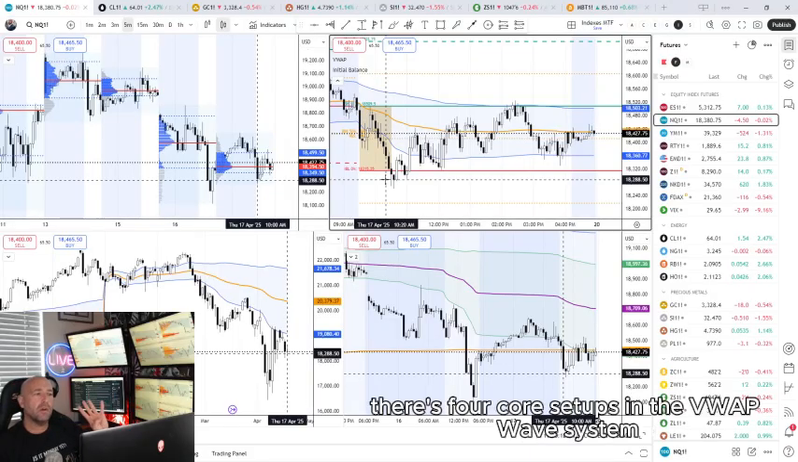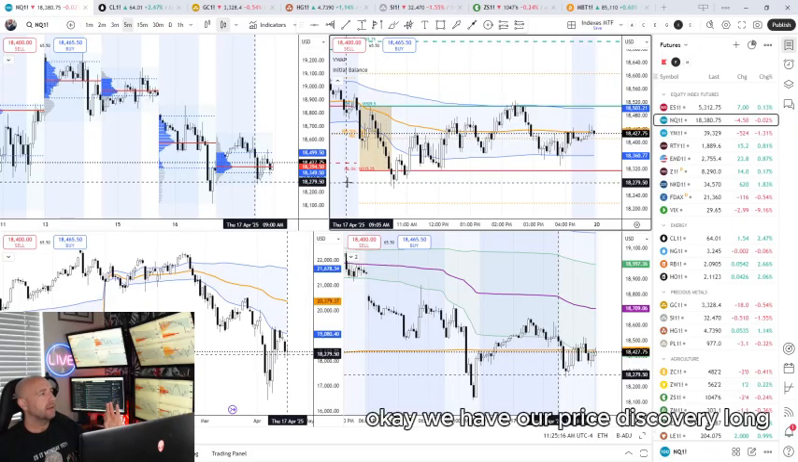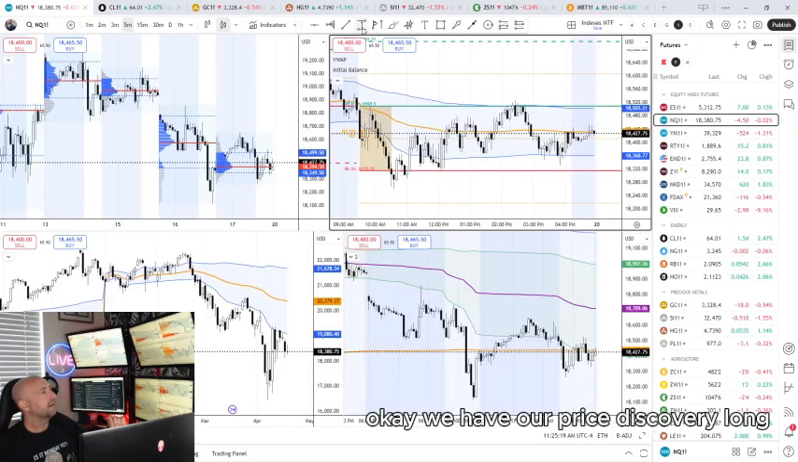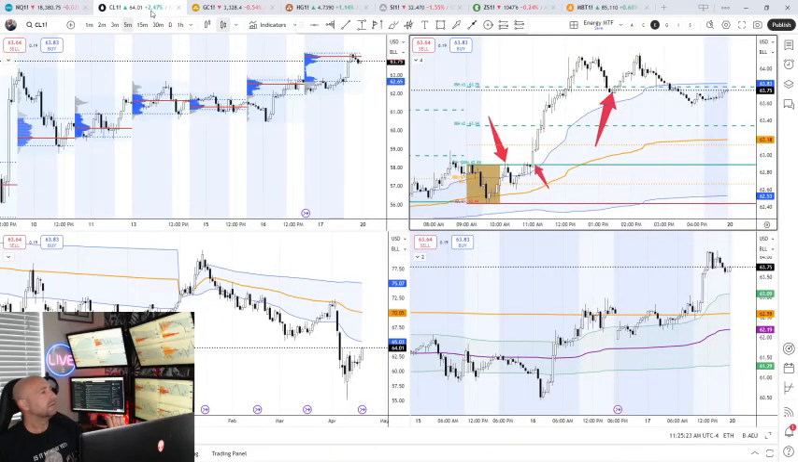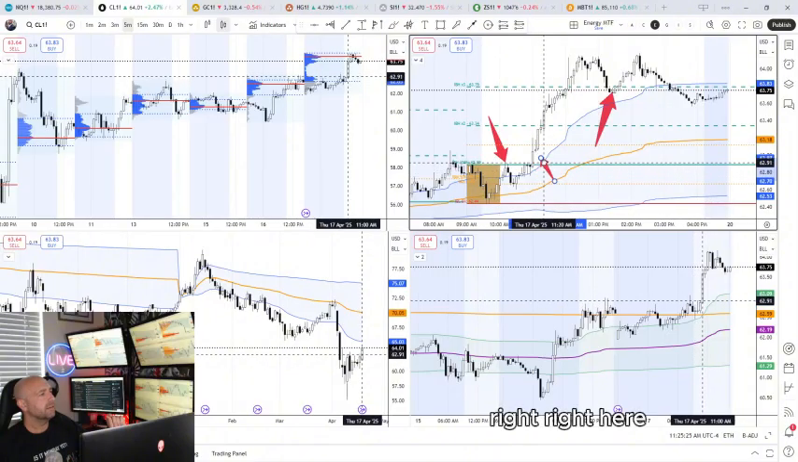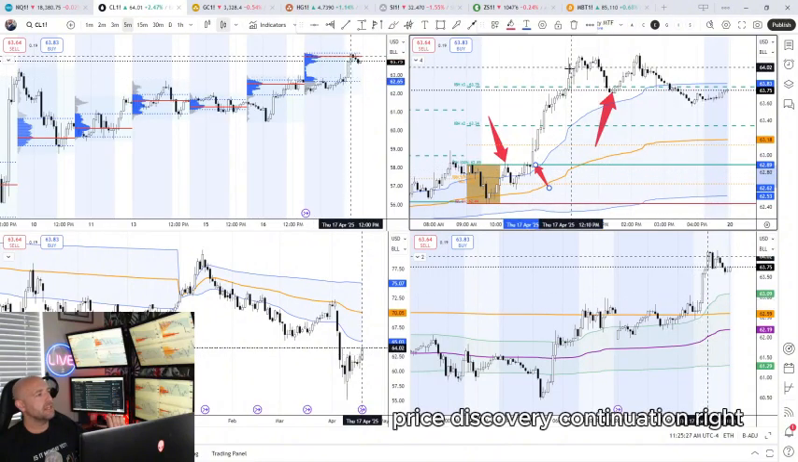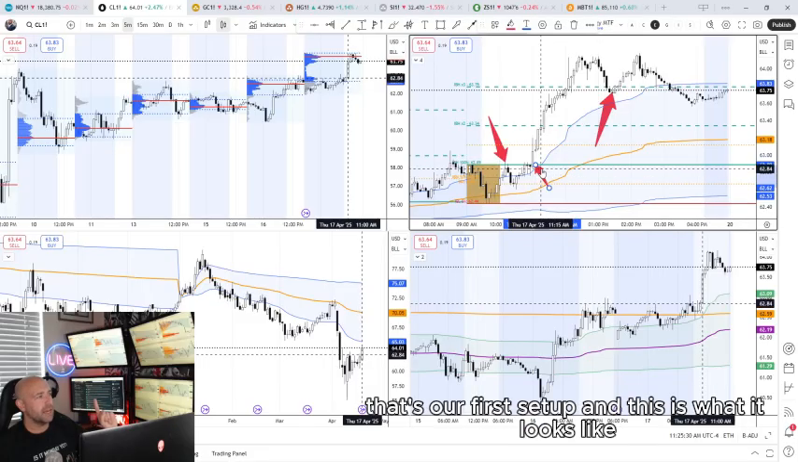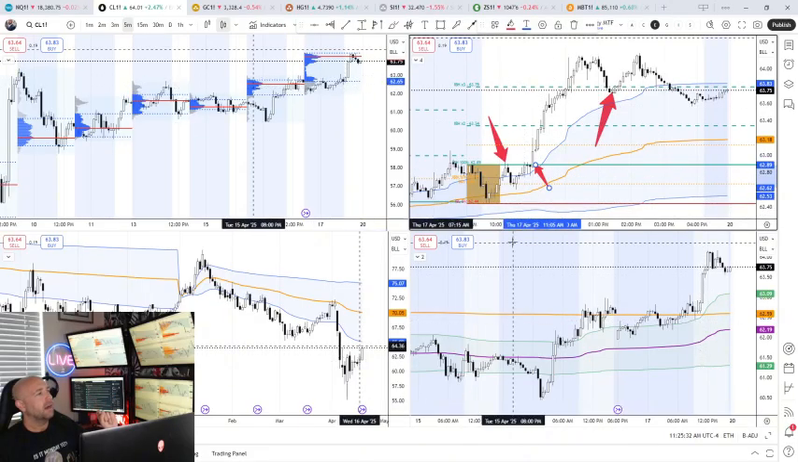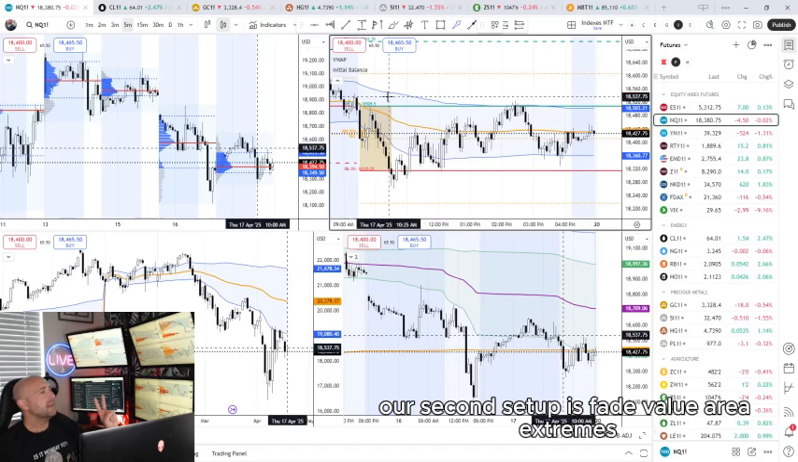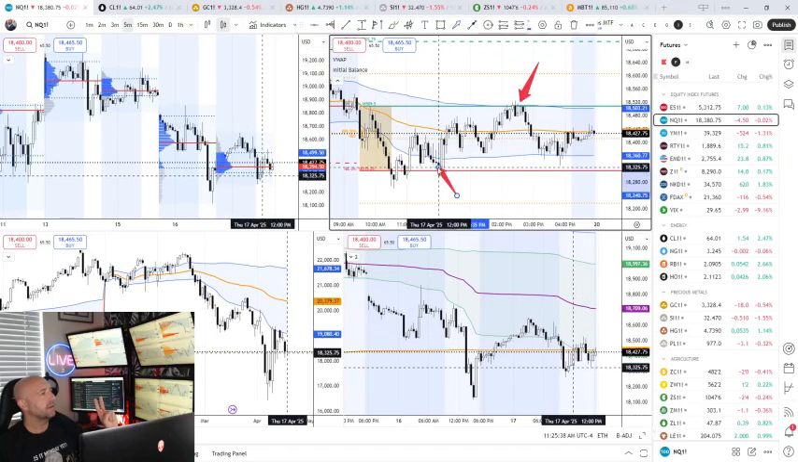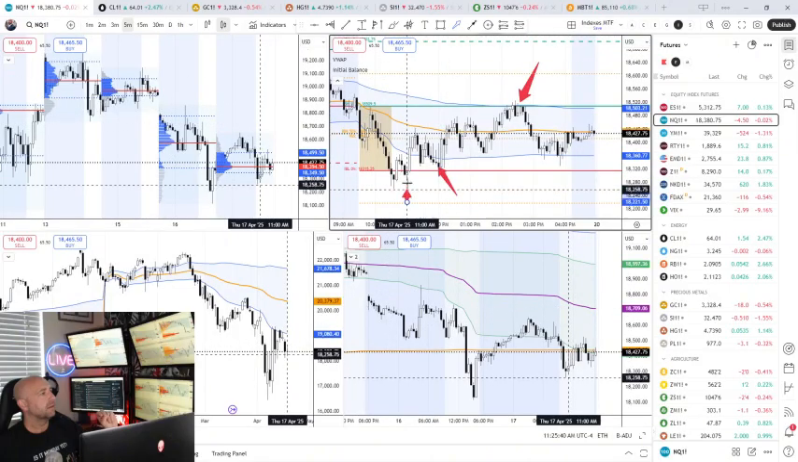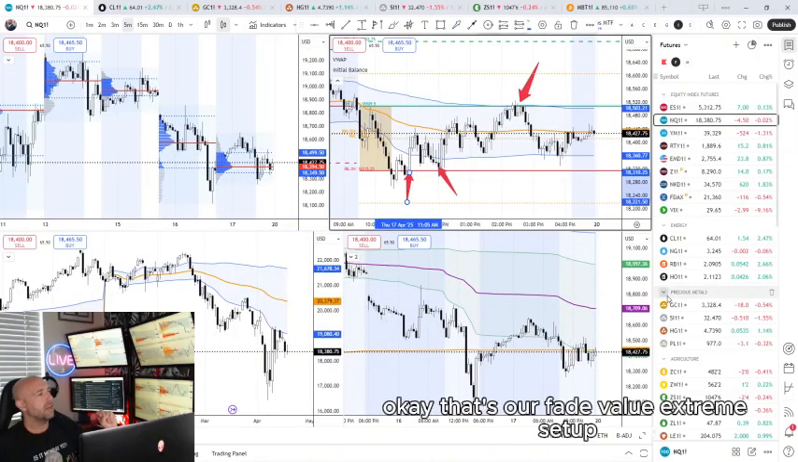There's 4 core setups in the VWAP Wave system. We have our price discovery long right here. Price discovery continuation. That's our first setup, and this is what it looks like. Our second setup is fade value area extremes. That's our fade value area extreme setup.